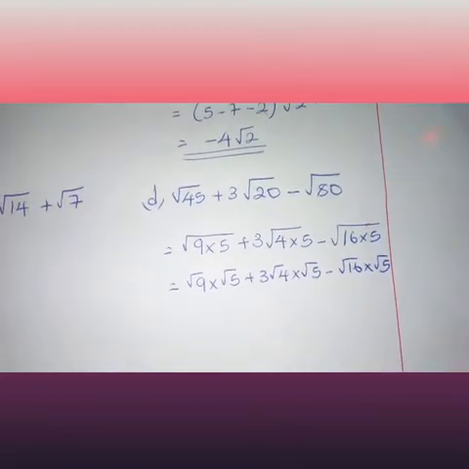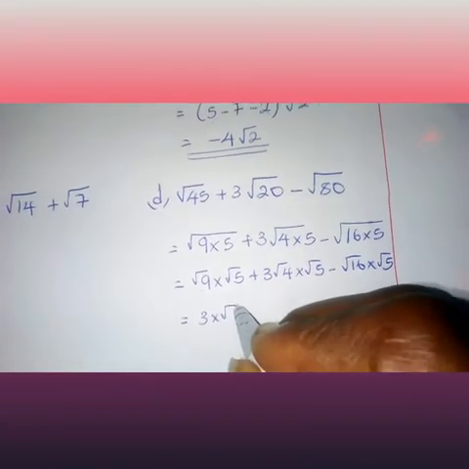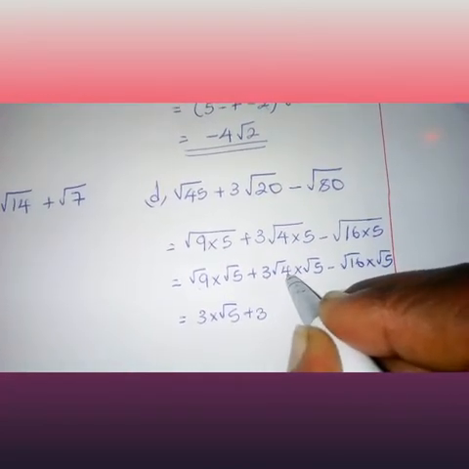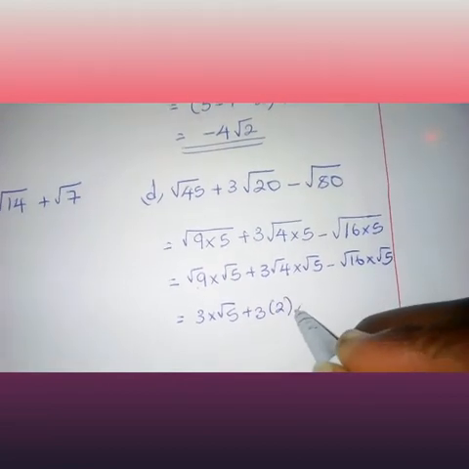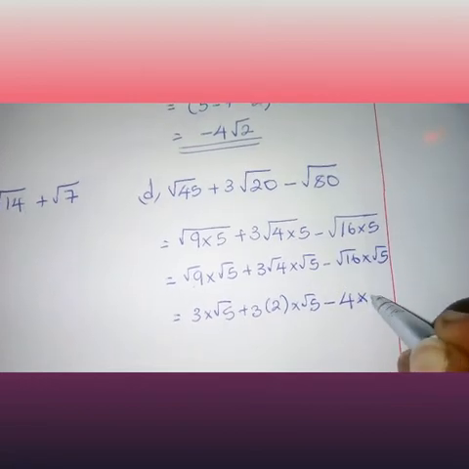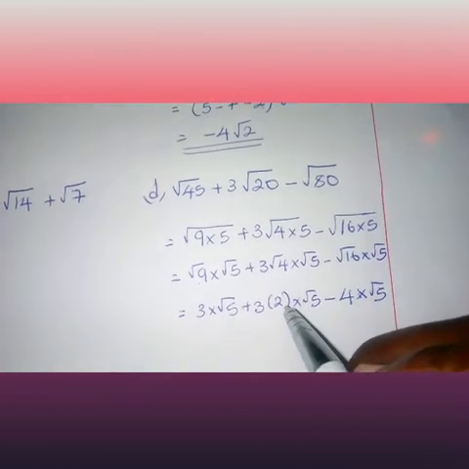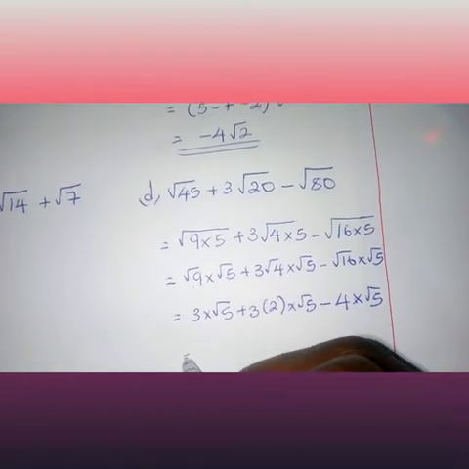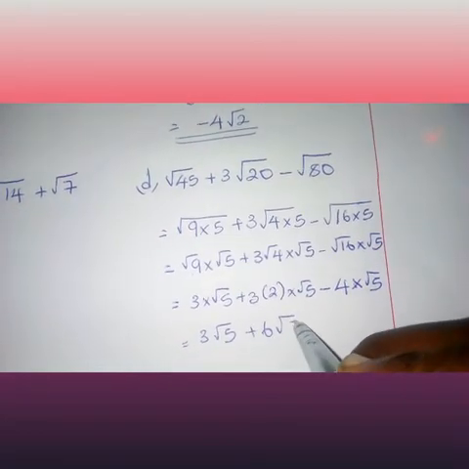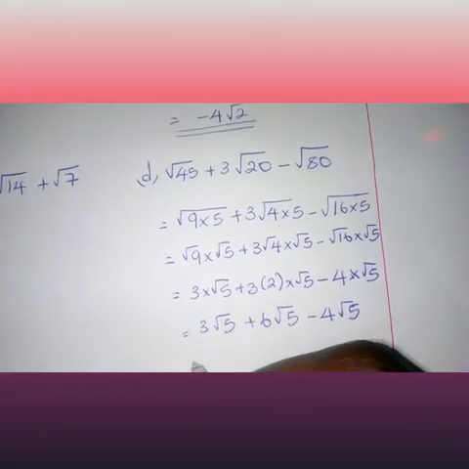Going ahead, this one will give us a 3 times root 5 plus, now here you have a 3, it is multiplying the root of 4. So this will be a 2, then times root of 5 minus, this one gives us a 4 times root of 5. This 3 will only multiply a number which is not under a square root. We have seen root 4 gives us 2. So this one will remain as 3 root 5. This one will be 6 root 5 minus, now this one is going to be 4 root 5.